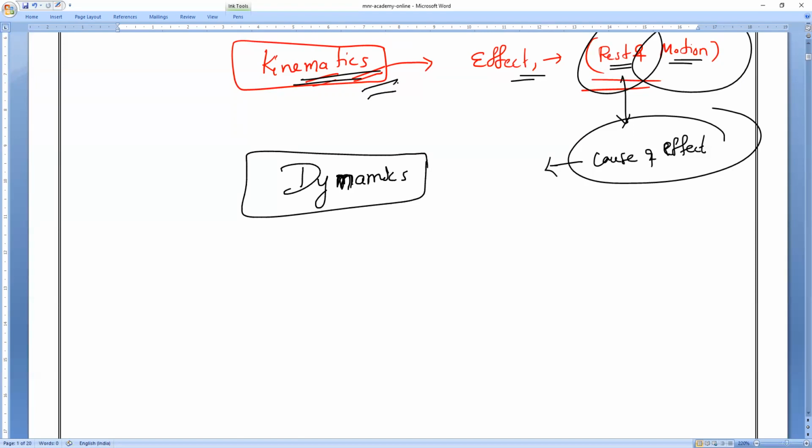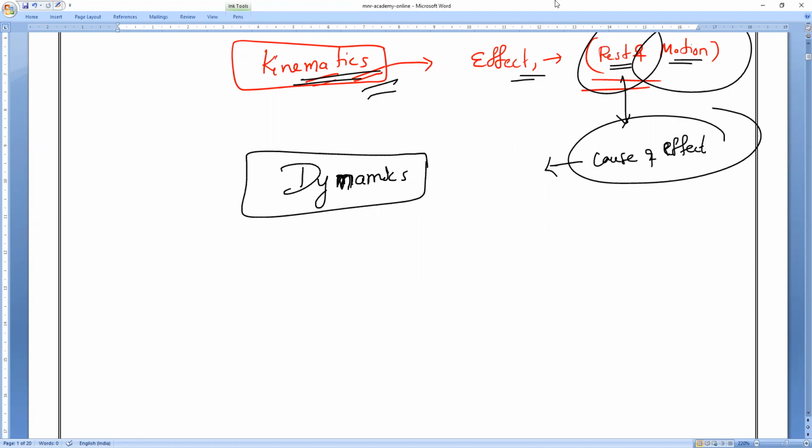Kinematics deals with the state of the body, like the body is at rest, or in uniform motion, or in non-uniform motion, or at constant velocity or uniform velocity, and so on. That is what kinematics is.